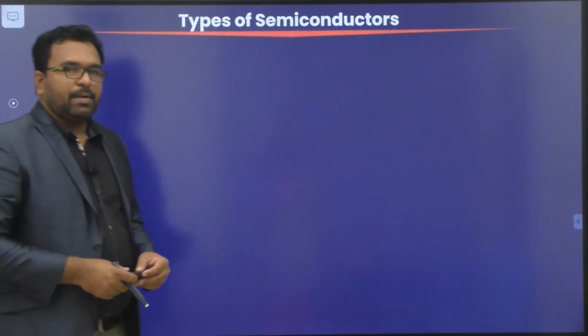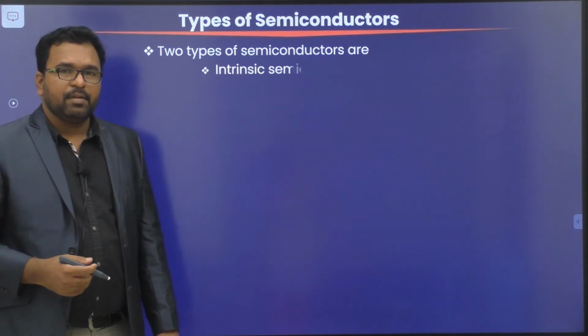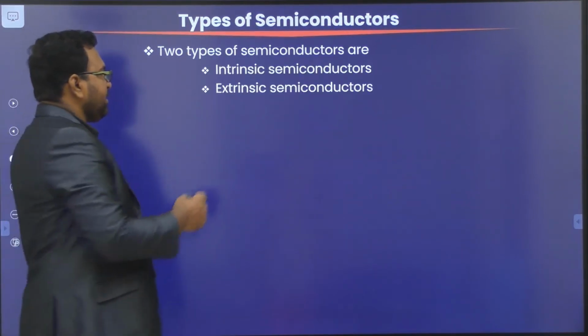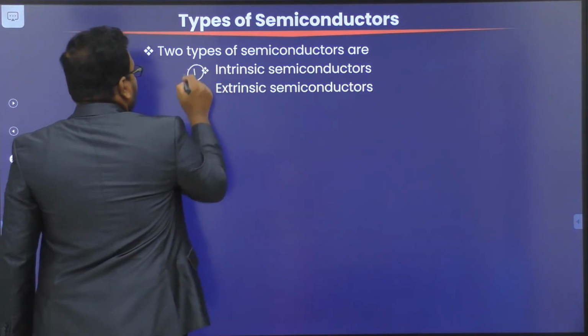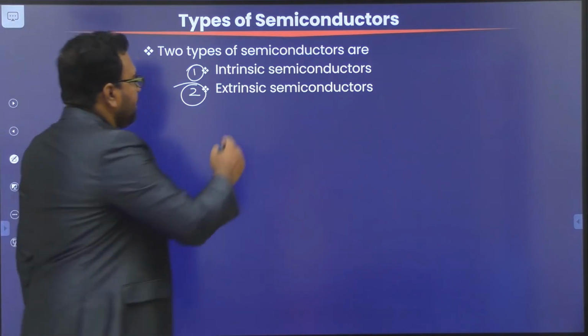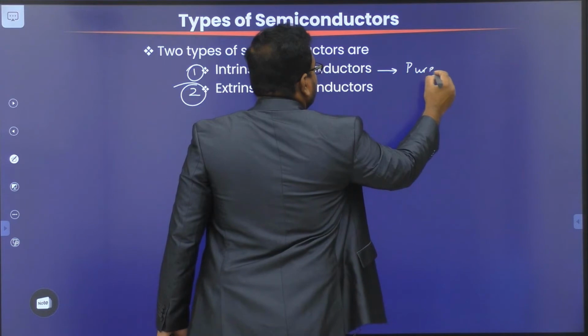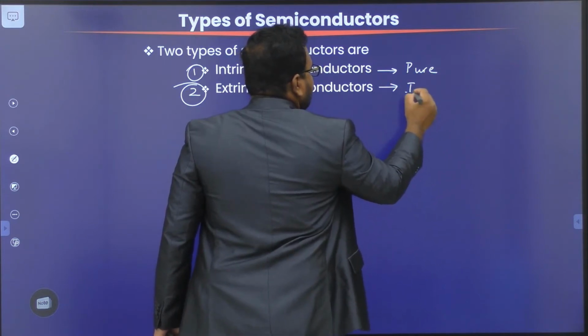Let us discuss types of semiconductors. Generally, semiconductors are divided into two types, intrinsic and extrinsic. One is intrinsic, the second one is extrinsic semiconductors. These intrinsic semiconductors are nothing but the pure semiconductors, and we are going to call extrinsic as impure.